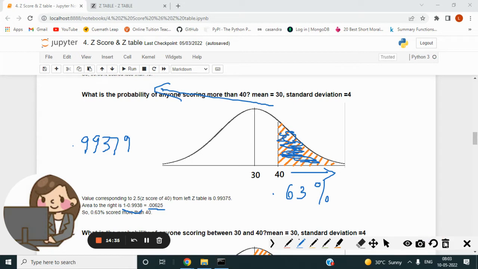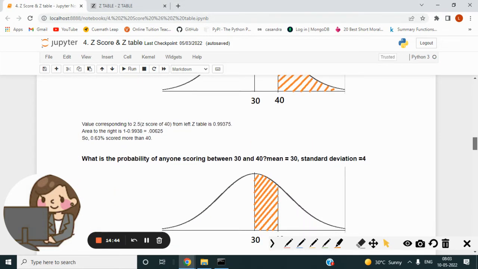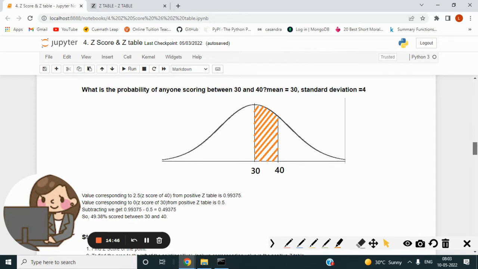Okay, so are you understanding how to read the z table? Once you know how to read the z table, it will be very easy. You should understand which area we are interested in. Okay, which area of the score we are interested in. Now what is the probability of anyone scoring between 30 and 40? So we want to get this value, right? This value we are interested in.